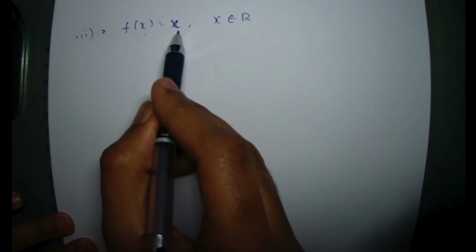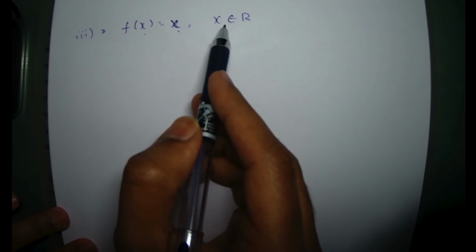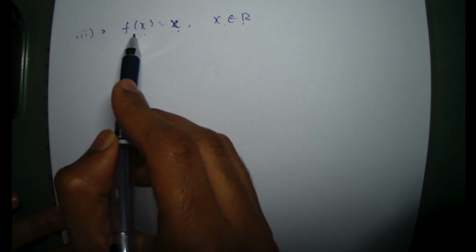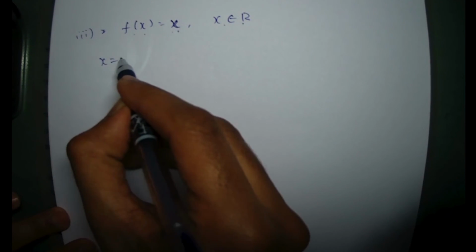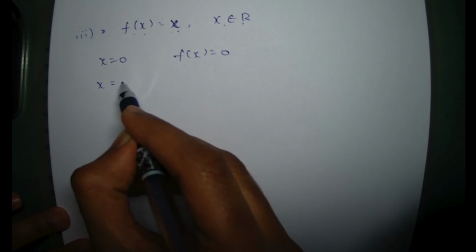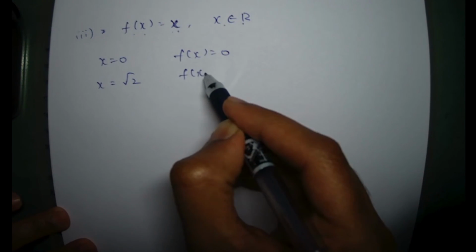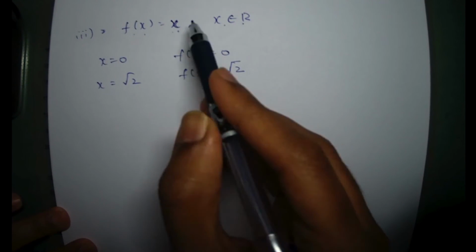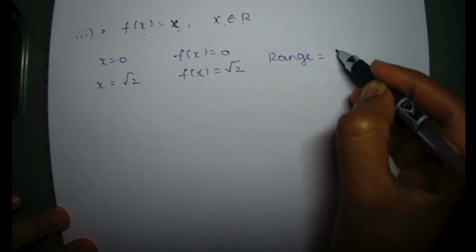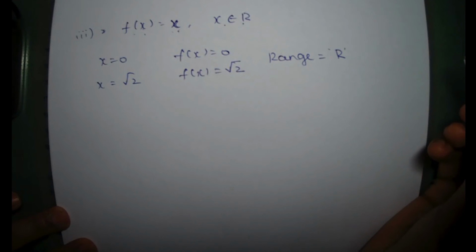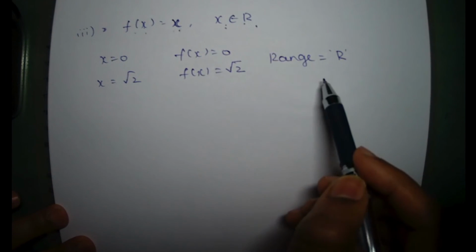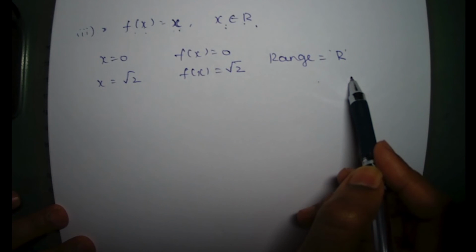We see that f of x is equal to x, and we know that x can take any real value. So any value we put here will be the value of f of x. If we take x is equal to 0, f of x will also be equal to 0. If we take x is equal to root 2, then f of x also will be equal to root 2. So since f of x is equal to x, we can say that the range is equal to R, that is all the real numbers. Since x can take any real value, the range of the function will also be any real value.